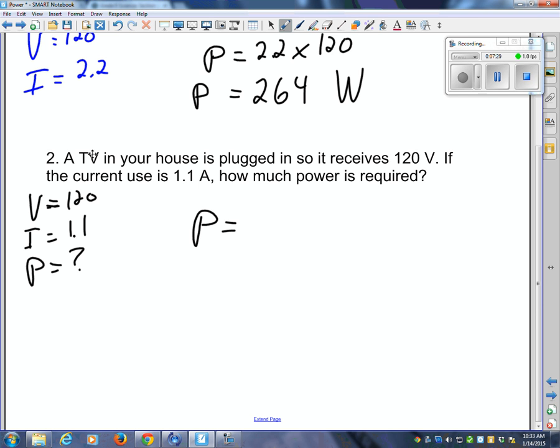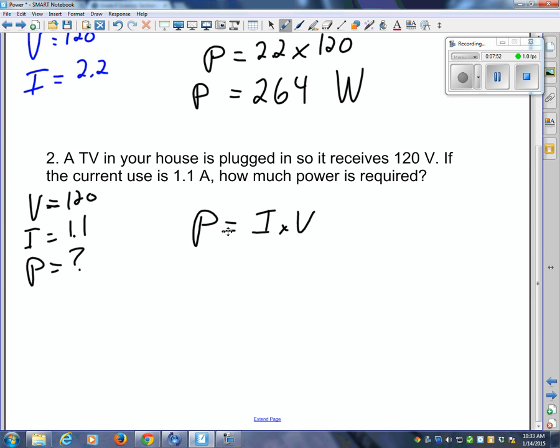Right? Well, what does 120 volts mean, Tyler? The V is 120. Yeah. And the current used is 1.1. What letter is for current? I. And it says how much power is required. So P is my question mark. And I'm going to write my formula. P equals I times V.